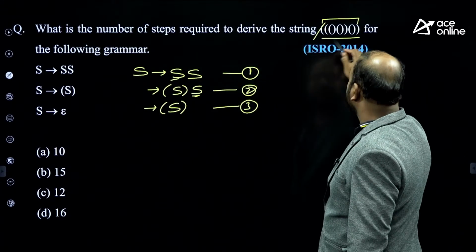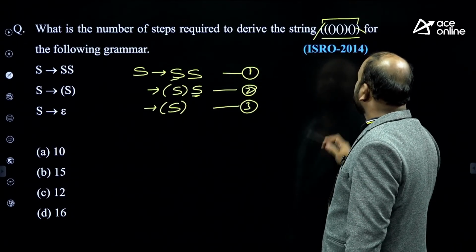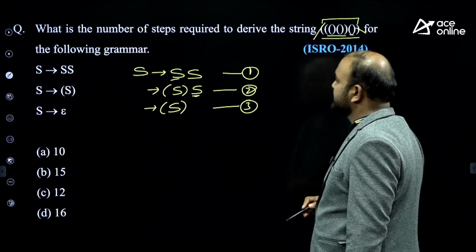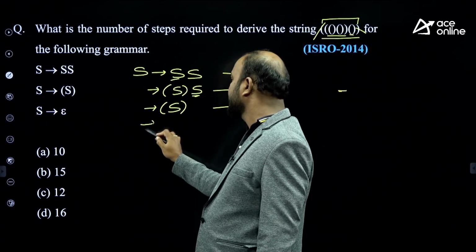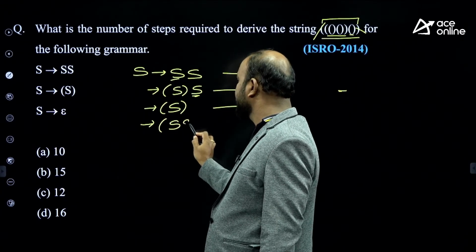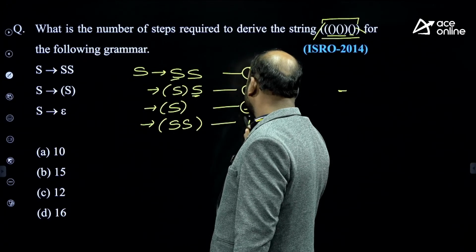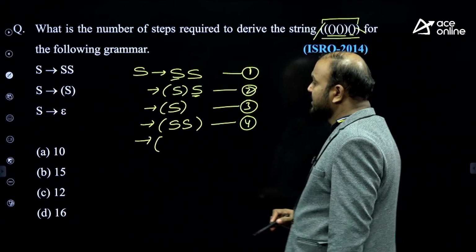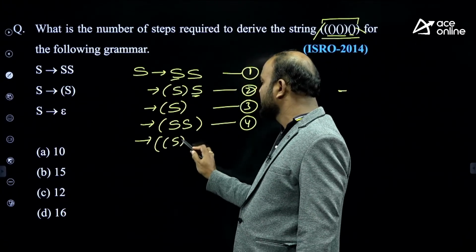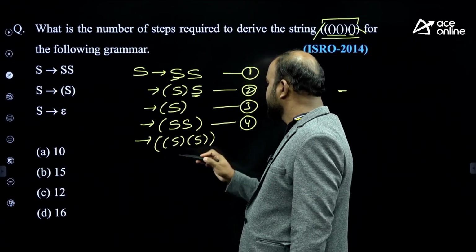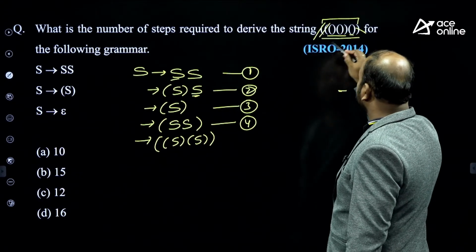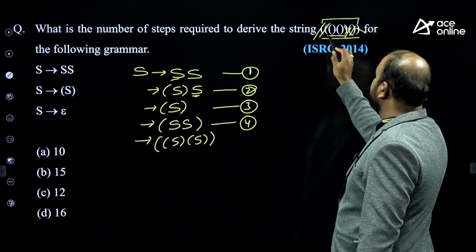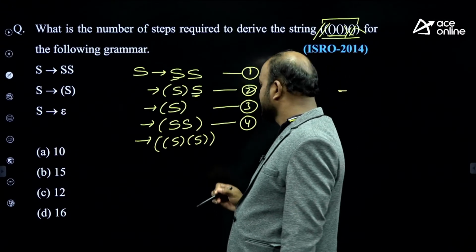Now I got this open, this close. Now inside it we have one open close, one open close. So means that S I can replace with SS. This is a fourth one. And each S to be replaced with open S close, open S close. So what we are getting? This open, this close, this open, this close. So what is left finally? This open, close, open, close.